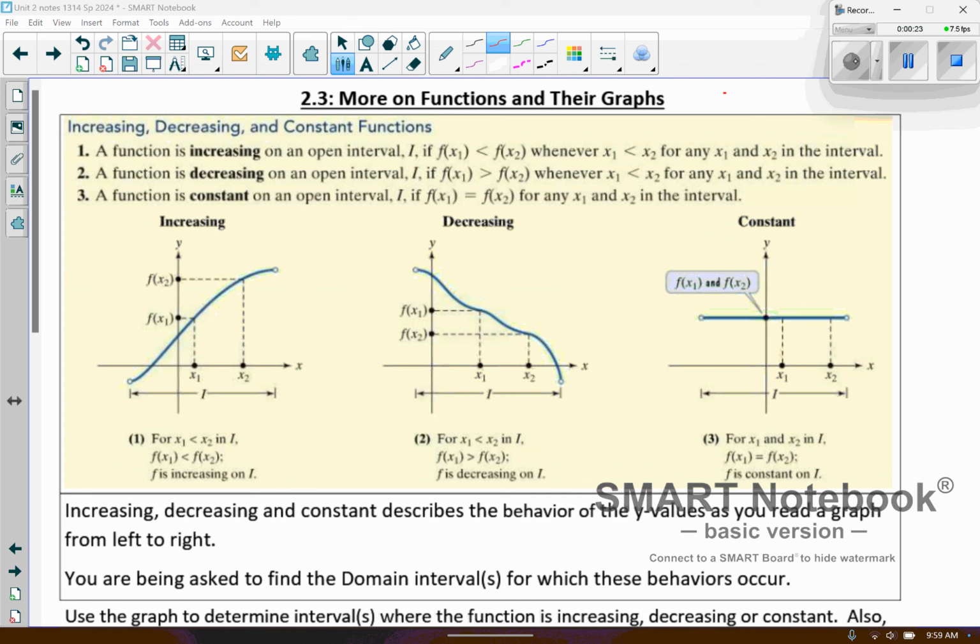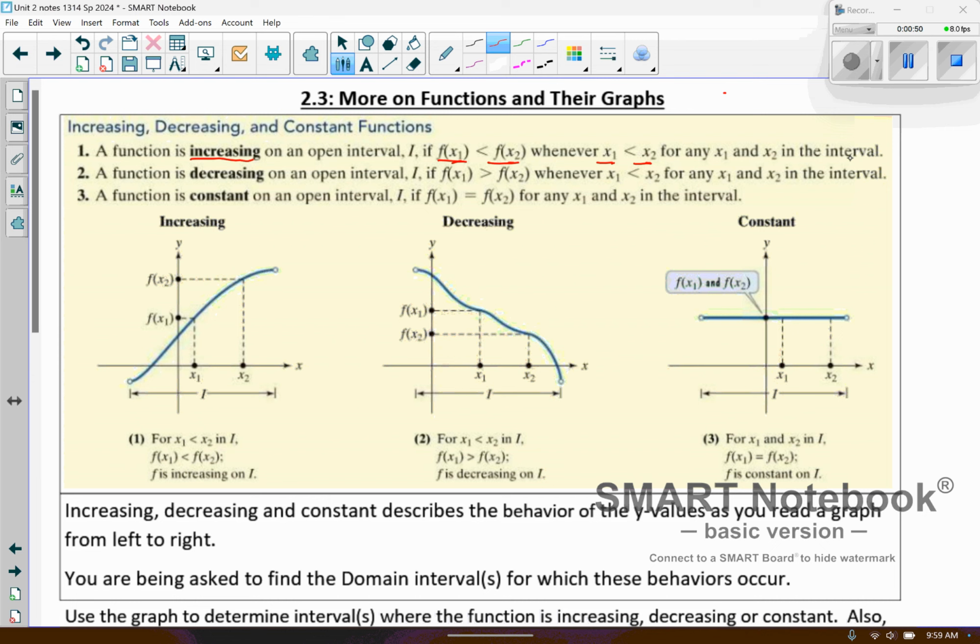terms. So right here it says a function is increasing on an open interval I if f of x1 is less than f of x2, where x1 is less than x2 for any x1 and x2 in the interval. Okay, so once again, most of you might be kind of thinking, what the heck is this? Well, let me try to break this down a little bit.